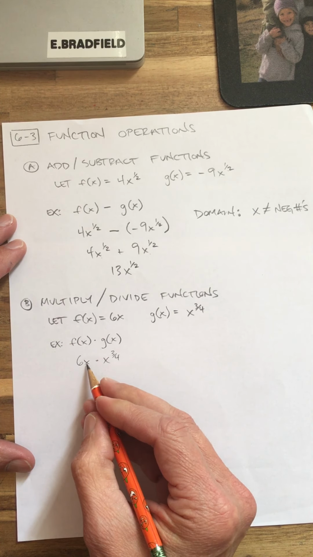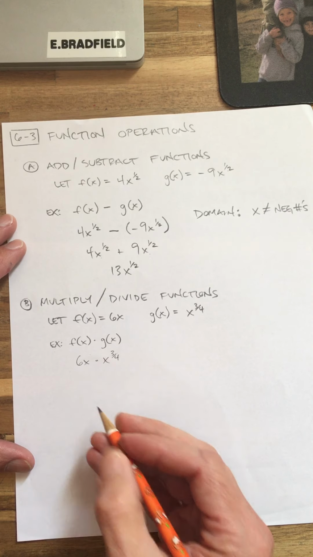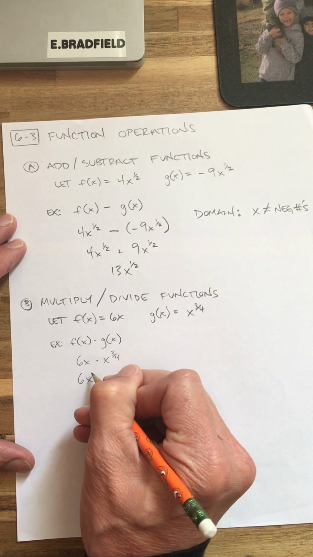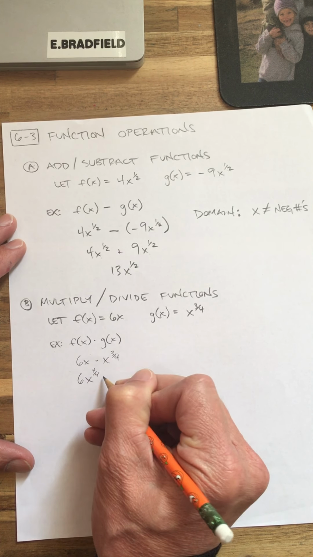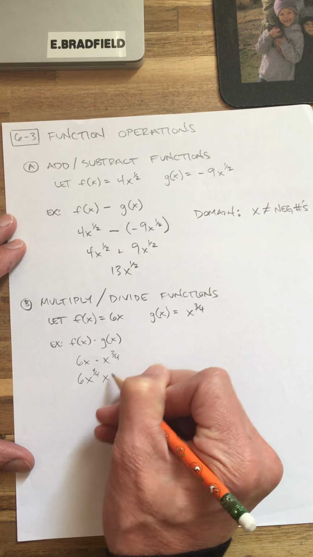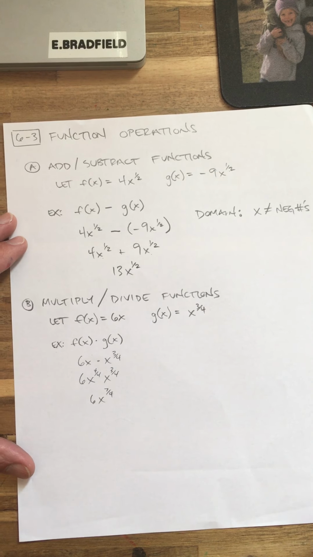And now we have this times this. We want to add our exponents. So if this is x to the power of 1, that's really 6 times x to the power of 4/4 times x to the power of 3/4. Now you can add the exponents, so you get 7/4. So we have 6 times x to the power of 7/4. And that's our final answer there.